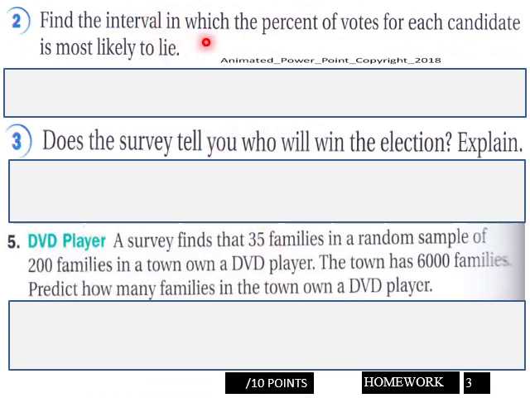Page 3, find the interval in which percent of votes for each candidate is most likely to lie. Number 3, does the survey tell you who will win the election? Explain. And then number 5 here, DVD player. Predict how many families in a town own a DVD player from this situation here. And you got 10 points here for page 3.